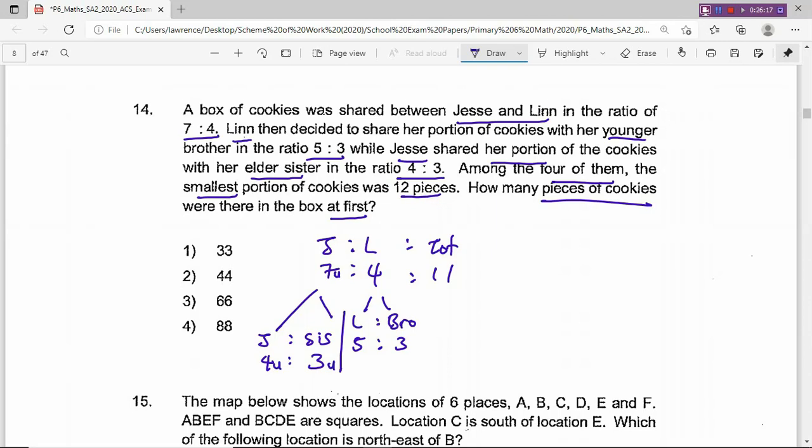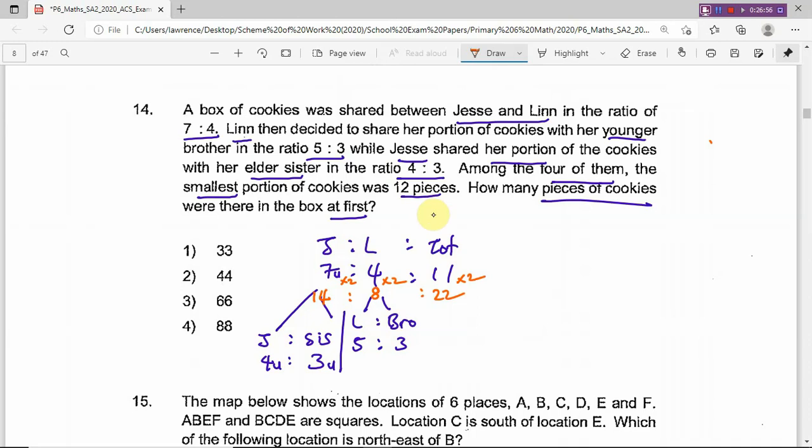Okay, then you look at the Lin. Now Lin has 4, and she shared with her brother, which is 5 and 3. 5:3, which is total 8, right? So what you can do is you make the number the same. So how to make 4 into 8? You times 2, right? And then you will get 8 already. And don't forget to times 2 here as well, which is 14. So you have 14:8. And then don't forget to times 2 for the total, which is 14 plus 8 is 22.